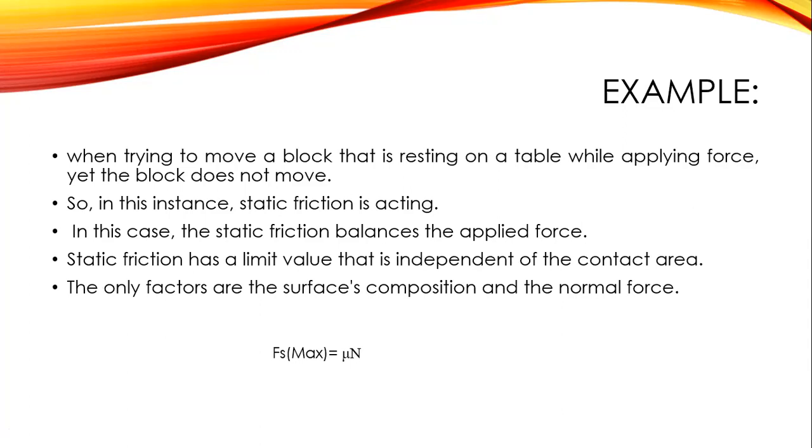Let us take an example. When you try to move a rigid block kept on a table surface, due to the applied force the block does not move because of some restriction. This type of friction is static friction, which does not allow the block to move. Instead, it stays in the same position under resting condition. Static friction tries to balance the applied force.